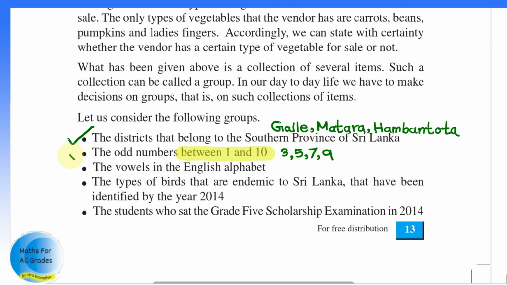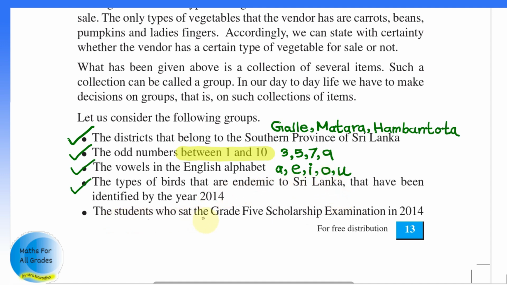So this one is also a set. The vowels in the English alphabet. What are the vowels? Yes, we know they are A, E, I, O, U. So this one is also a set. The types of birds that are endemic to Sri Lanka that have been identified by the year 2014. Yes, you can form a set of these because they have mentioned the year.